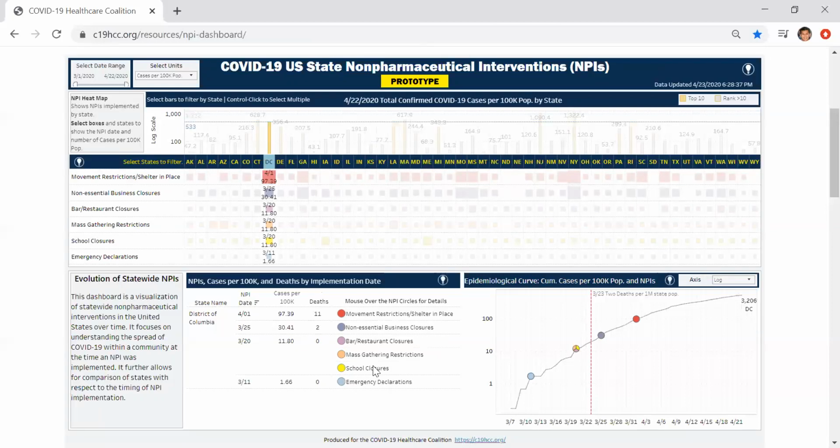These tools are essential to providing the situational awareness that states may need to make decisions and institute policies to protect populations and to protect the integrity of their healthcare systems.